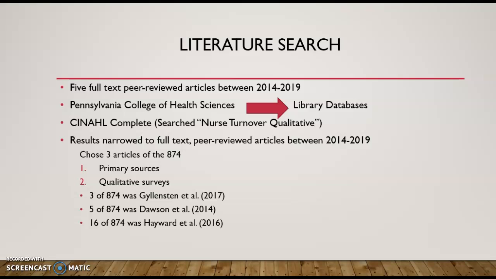Results were narrowed to full text peer-reviewed articles between the years 2014 and 2019. Three articles were chosen of the 874 results, and this was due to focusing on primary sources, which was based upon authors conducting their own data collection and interpreting those results. They were all based on qualitative surveys, and those were the 3 articles that were focused on for the majority of the key concept identification.